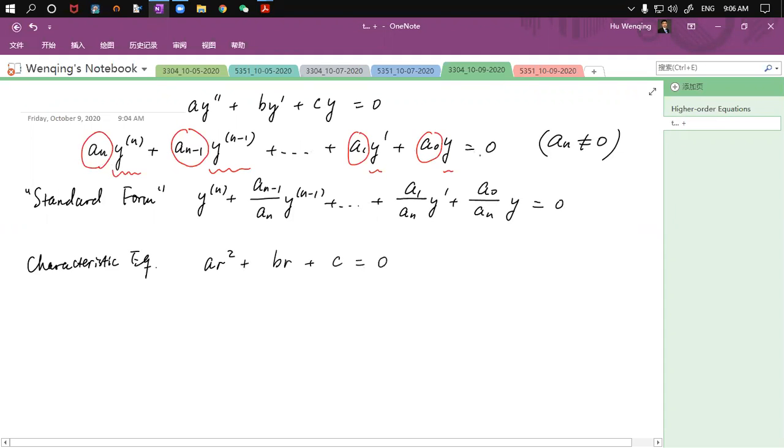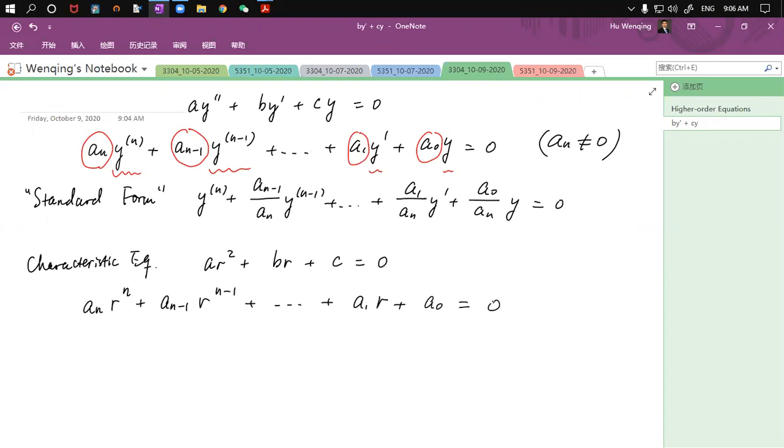And similarly for here, we're going to have r to the power of n plus a_{n-1} r to the power of n minus 1 plus ... plus a1 r plus a0 equal to 0. So that's how the characteristic equation is going to look, right? And in our previous theory, we have been talking about 3 cases.